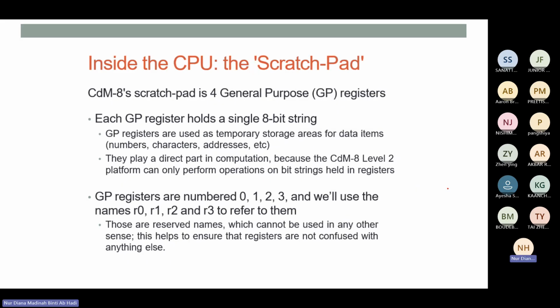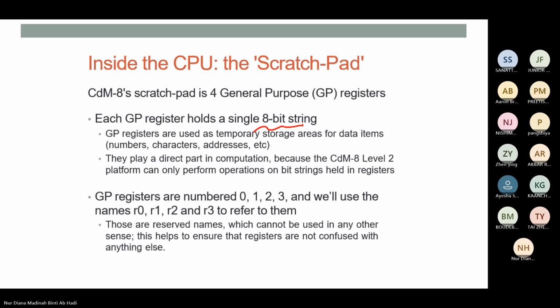Next, beside register, we take a look at our scratch pad. This scratch pad is for general purpose registers, where each of your registers holds an 8-bit string. So if we have 4 GP registers, it means that we're going to have 32 bits in total. GP registers are used as a temporary storage area for data items, for example your numbers, your characters, and your addresses, and so on. They play a direct part in computation because the CDM8 level 2 platform can only perform operations on bit strings that are held inside your register.